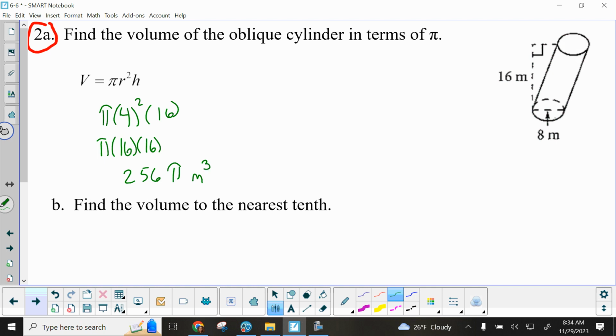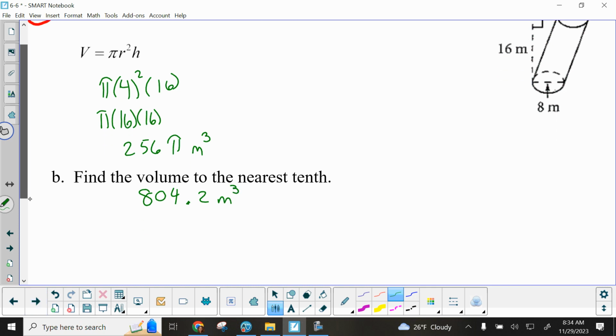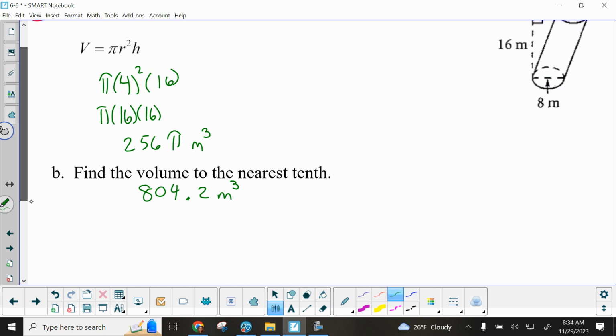If it wants me to round to the nearest tenth, then I simply have to multiply by pi, that 256. So 804.2 meters cubed. So just pay close attention if I want the exact or if I want you to round.